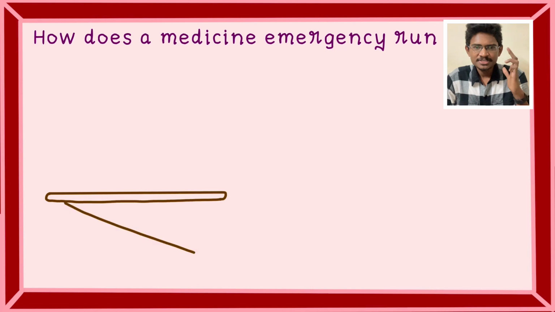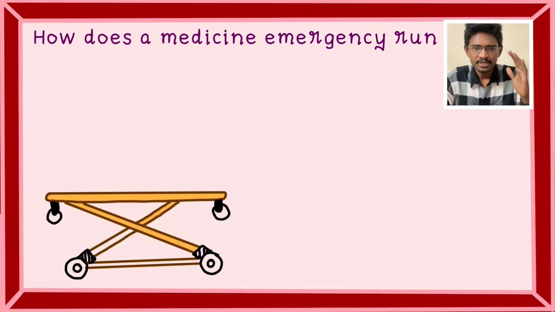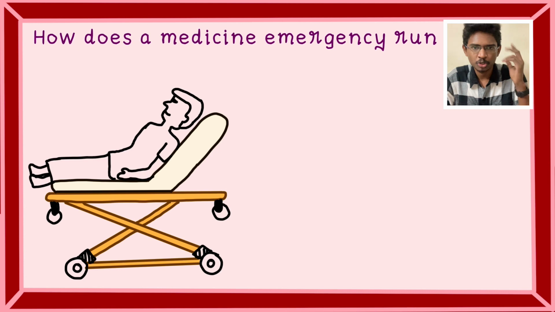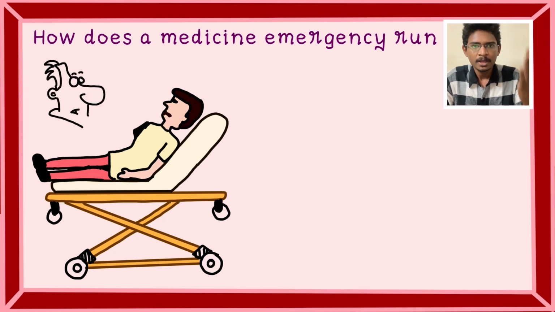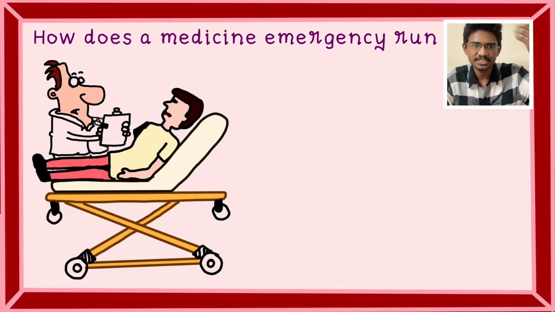Once our patient comes to the medicine emergency, what are we going to do? First, the interns on duty will be measuring the vitals of the patient like blood pressure, sugar levels, saturation, and they will be informing the PGs. Depending on the number of patients reaching the emergency at that particular time, the PGs will start prioritizing which patient is to be seen first by seeing their initial assessment.